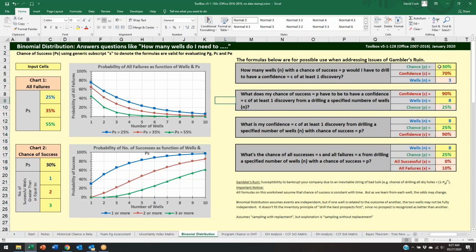For example, you can say with an average probability of 30%, my management wants to achieve at least a 70% chance of one discovery. So let's put in 30%. If you want to achieve at least a 70% chance of success, then you're going to need to drill between 3 and 4 wells. So these questions are useful for helping to answer what number of wells you're willing to drill in a particular play.